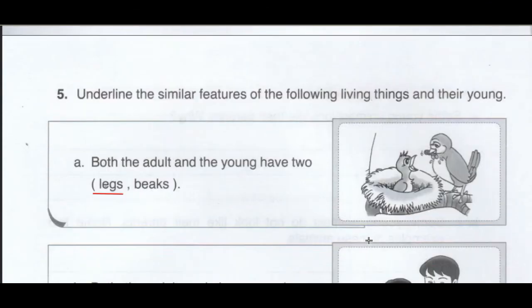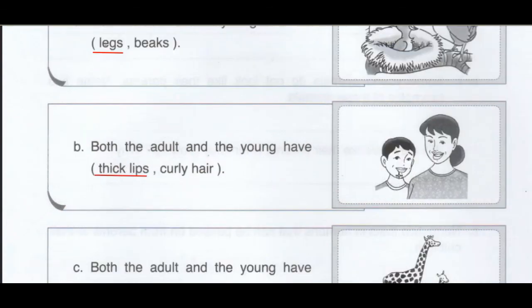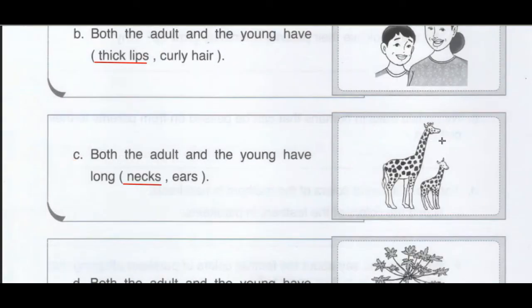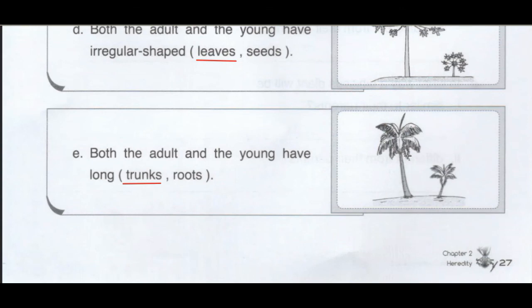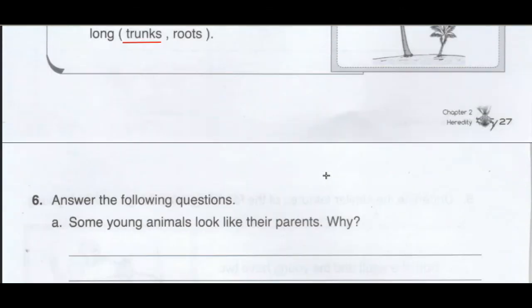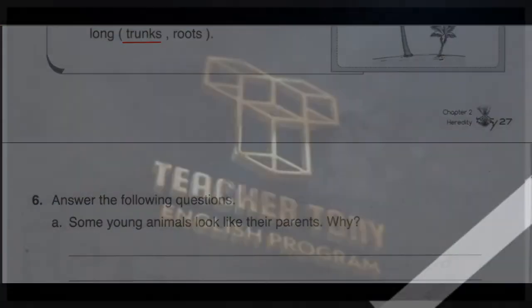So here was the exercise. Both the adult and the young have two legs. Here both have thick lips. Both have a long neck. And here we have irregular shaped leaves. And the last one, both have long trunks. So on this exercise we come to the end today. See you later, alligator.